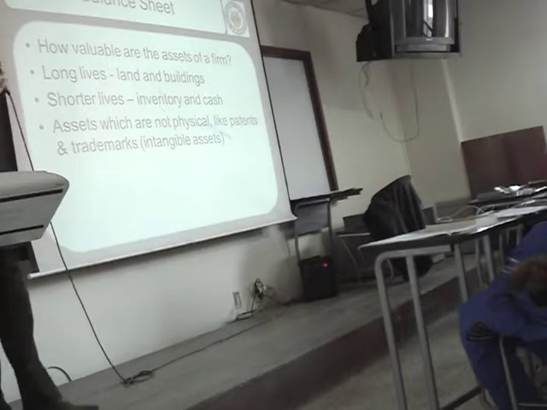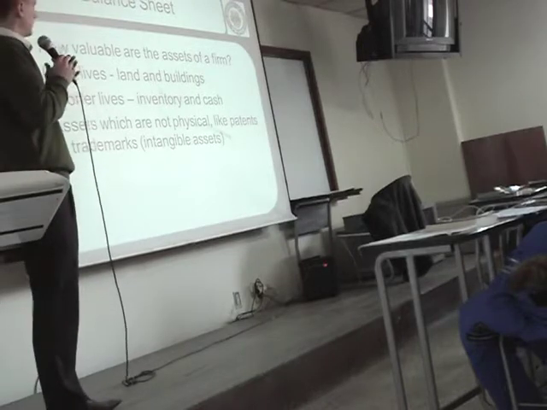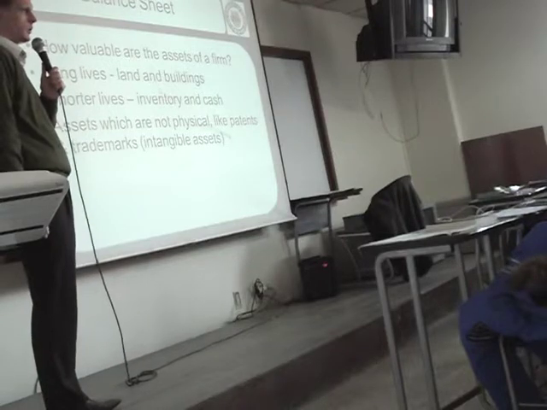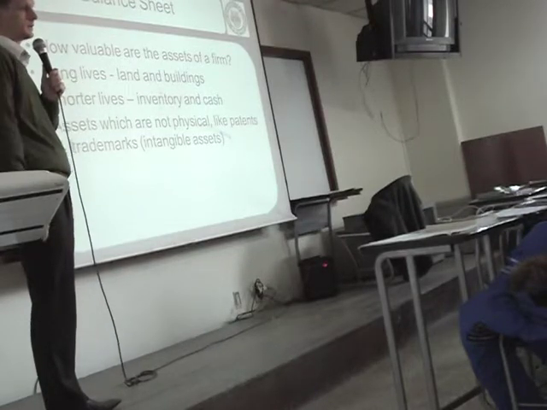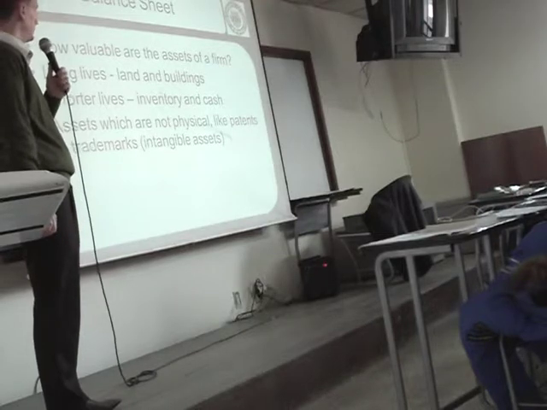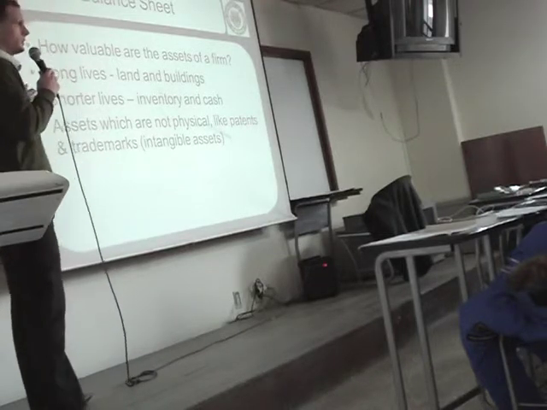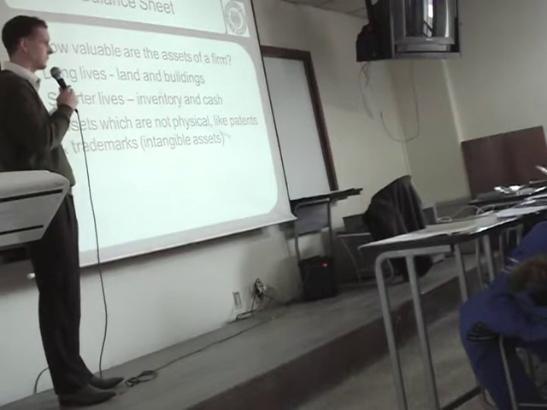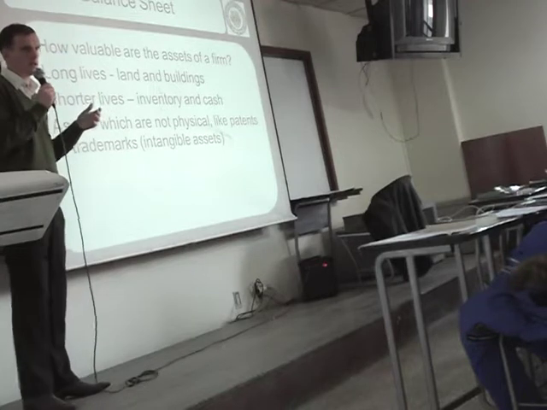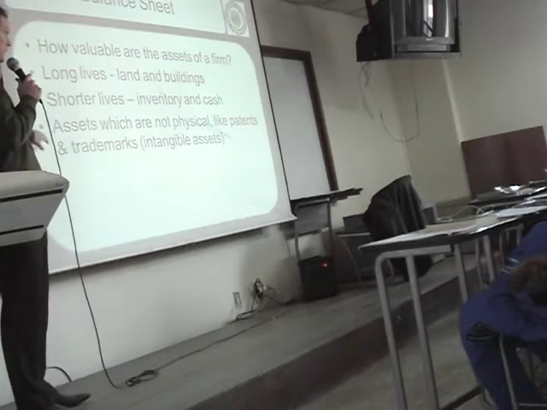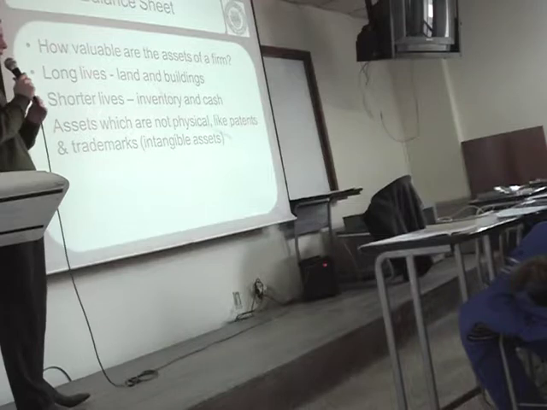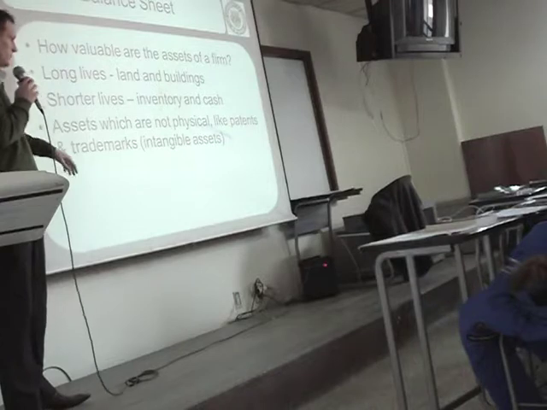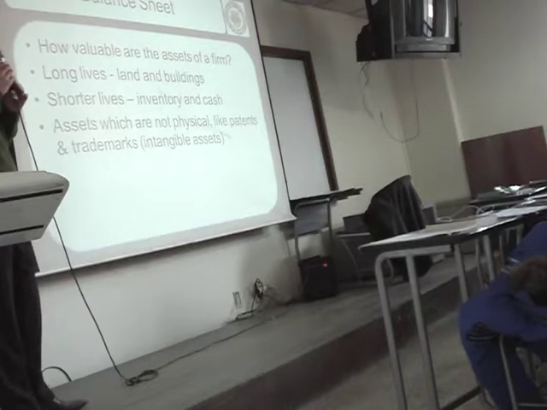So the first question we have to ask is, how valuable are the assets of a firm? So how much are my company's assets worth? Okay? So we split them into different sections. Those that have long lives, like land and buildings. Those that have short lives, like inventory and cash. And also assets which are not tangible or physical. So patents and trademarks. This is called intangible assets.